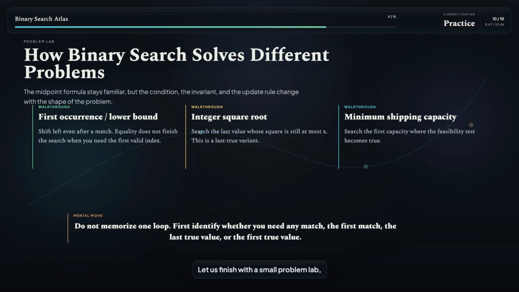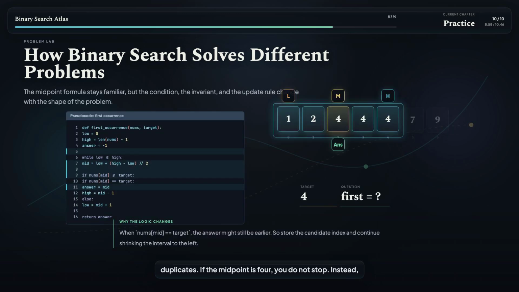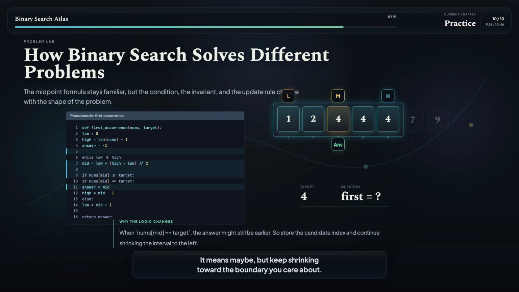Let us finish with a small problem lab, because this is where binary search really becomes useful. First, consider finding the first occurrence of 4 in a sorted array with duplicates. If the midpoint is 4, you do not stop. Instead, you record that midpoint as a possible answer and keep searching left, because an earlier 4 may still exist. That is the key change. Equality no longer means done. It means maybe, but keep shrinking toward the boundary you care about.